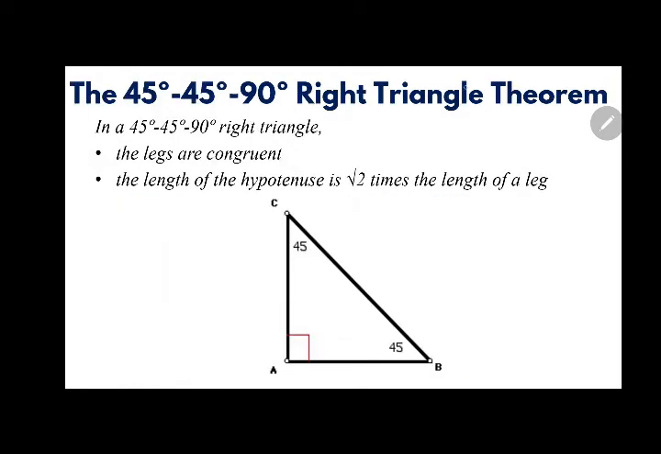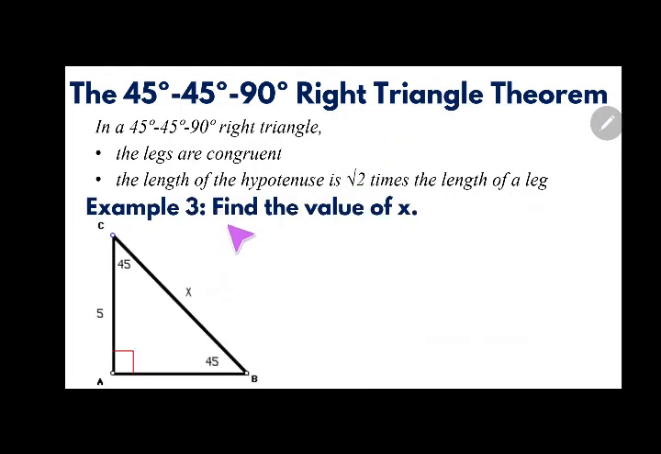Ang ikalawang theorem ay tungkol sa 45-45-90 right triangle theorem. Sinasabi ng theorem na ito na kapag ang triangle ay 45-45-90, ang legs ay congruent. So, sa figure na to, ang legs ay ang mga side opposite sa 45 degree. So, ito yung legs. At syempre, ang hypotenuse pa rin is the side opposite to the right angle. So, ang hypotenuse daw ay square root of 2 times the length of a leg. So, kung ano man ang sukat ng isang leg, i-multiply lang natin yung square root of 2 doon.